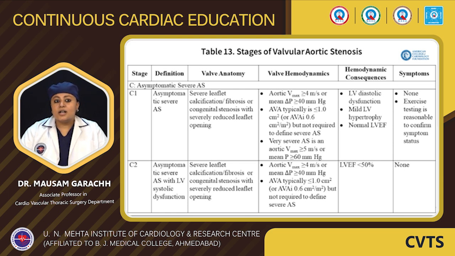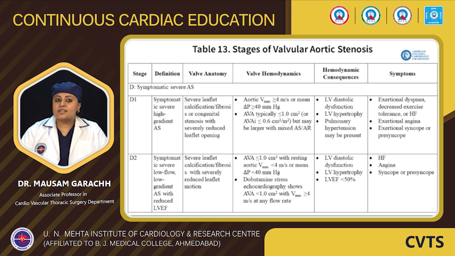Now C2, that is asymptomatic severe aortic stenosis with LV systolic dysfunction. In this, the anatomy would be severe leaflet calcification, fibrosis, or congenital stenosis with a severely reduced leaflet opening. The velocity would be more than 4, the mean gradient would be more than 40 millimeters of mercury. The valve area would be less than 1 centimeter squared. The hemodynamic consequence would be the EF is less than 50%. The symptoms would not be present at this stage.